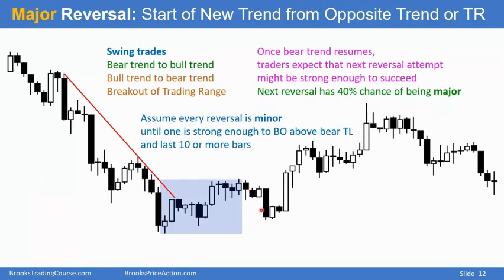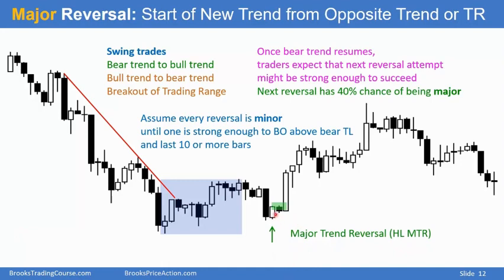Once the bear trend resumes from this minor reversal, traders suspect that the next reversal attempt might be more than a minor reversal, and in fact, it might become a major trend reversal. In general, when you have a major trend reversal setup, you have about a 40% chance that the reversal will in fact lead to an opposite trend. 60% chance either the market stays sideways or the bear trend resumes.